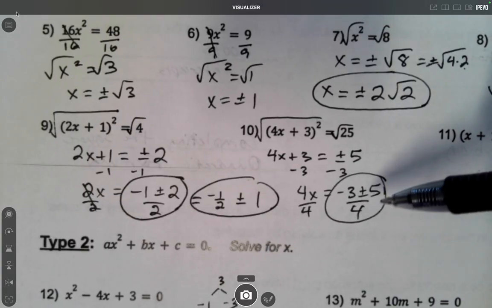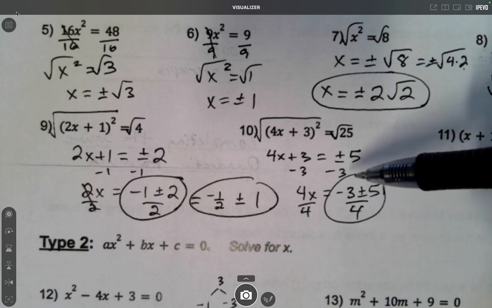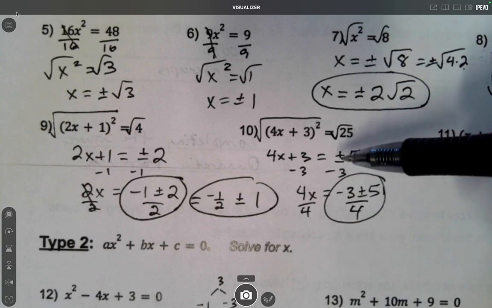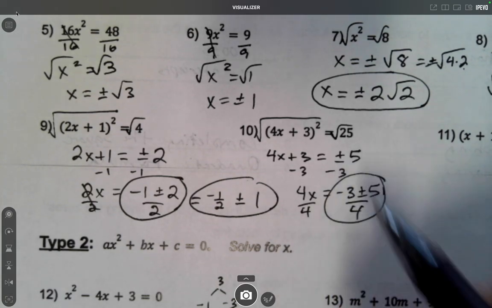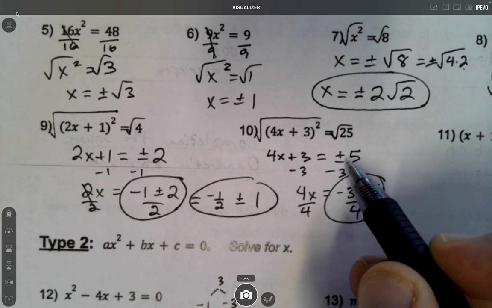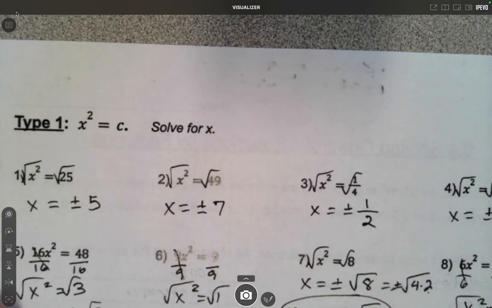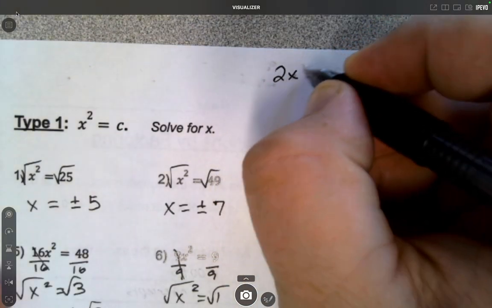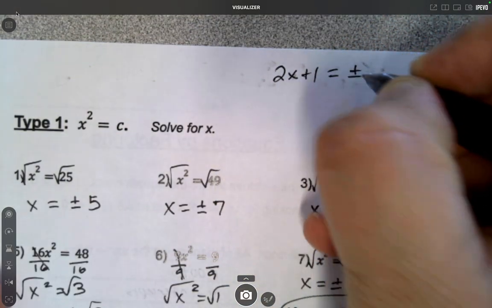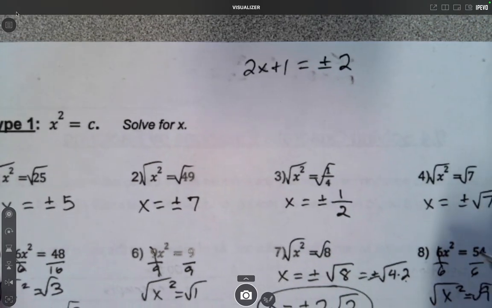Now I want to briefly anticipate a question some of you are asking: why am I putting this number in front of the plus or minus? Why am I writing negative 3 plus or minus 5 instead of writing plus or minus 5 minus 3? So let me just write some things up here to make sure we're on the same page. I'll do this one because it's a little bit simpler. I'm just pulling this from what we were working on in number 9.